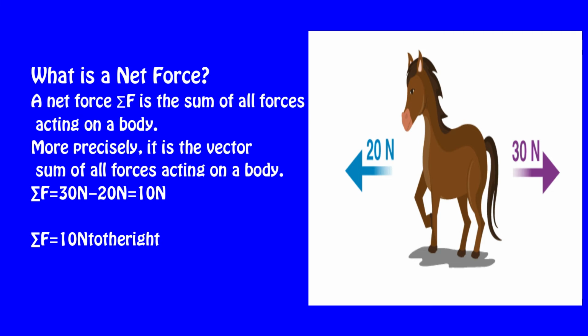Consider two forces of magnitude 30 Newton and 20 Newton exerted to the right and left respectively on the object shown in the picture. If we assume that the rightward direction is positive, then the net force on the object can be calculated as follows. Do you see how it is calculated?